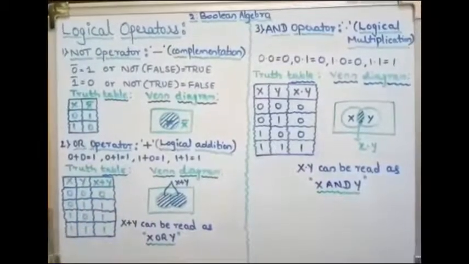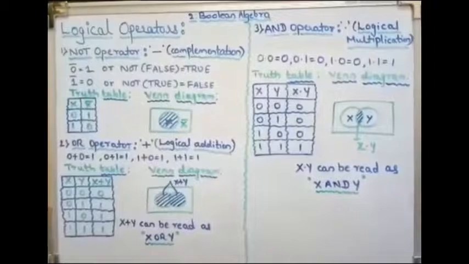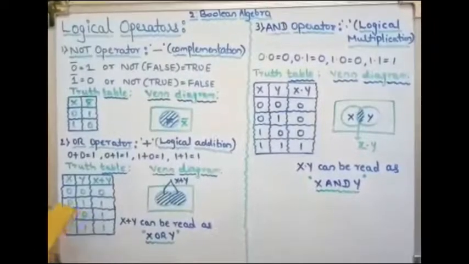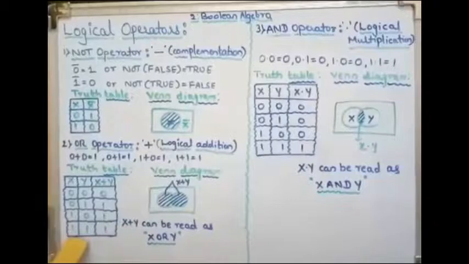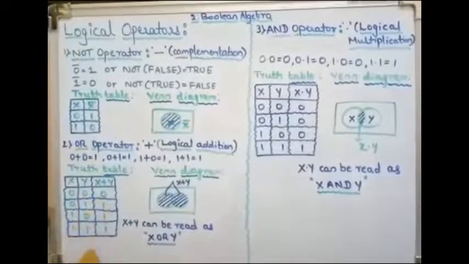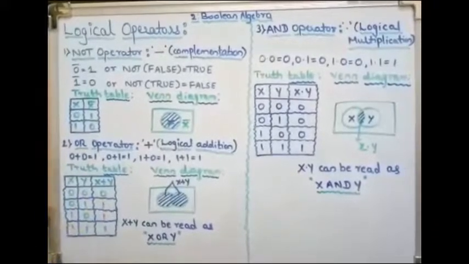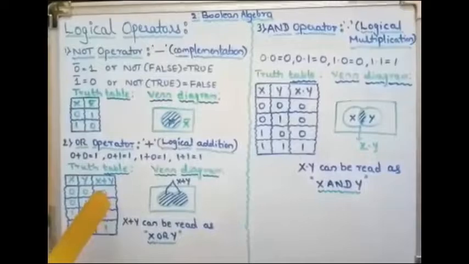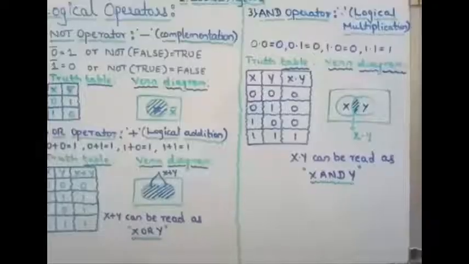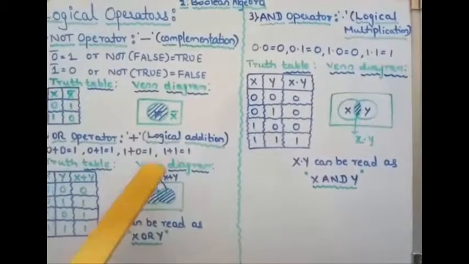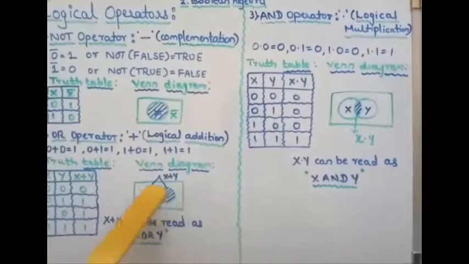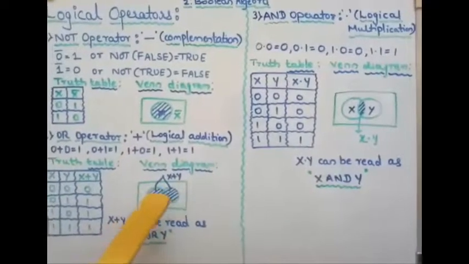Note that when any one or both of the x and y are 1, x plus y is 1. Otherwise, when both x and y are 0, the output, that is x plus y, is 0. Venn diagram for x plus y is given here, where the shaded area depicts x plus y.